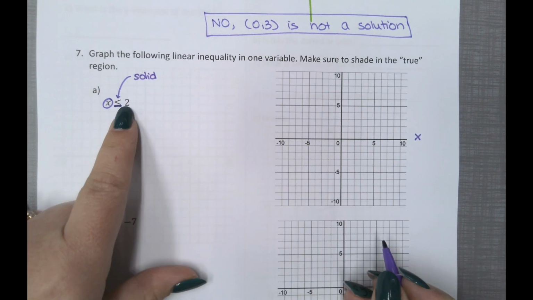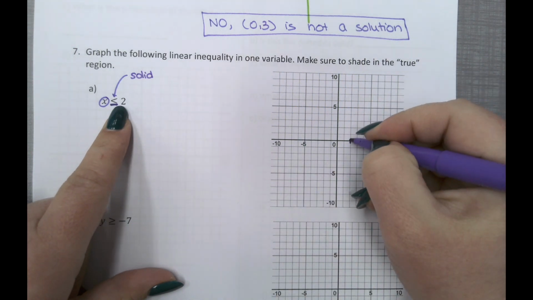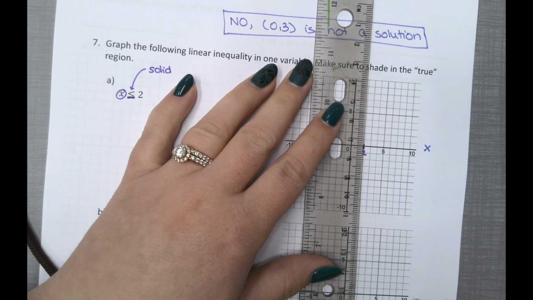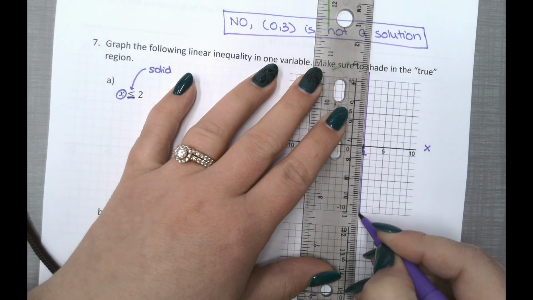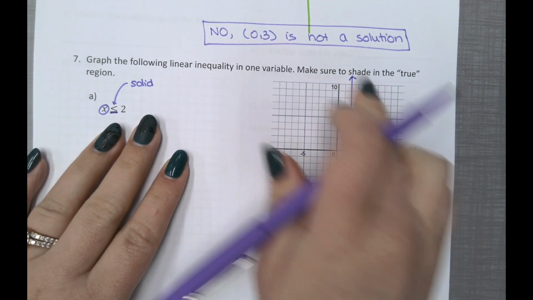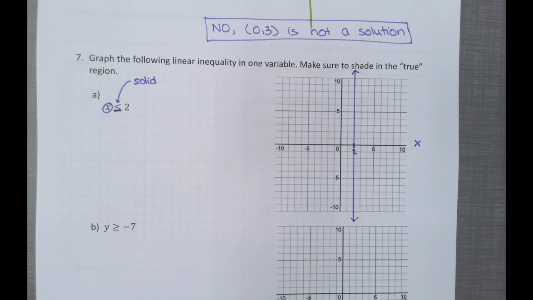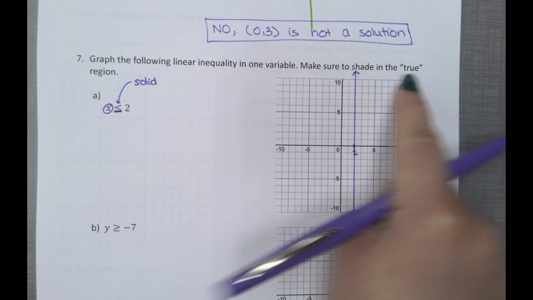So we're going to find 2 on the x-axis. Here's 2 on the x-axis, and I'm going to draw a solid line going through 2. Now when you graph this, you want to make sure to go past the given graph, the little picture, so that way I can see where your line is. Now this is not done because it says make sure to shade in the true region.